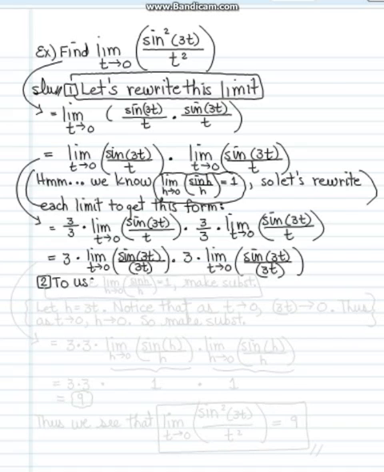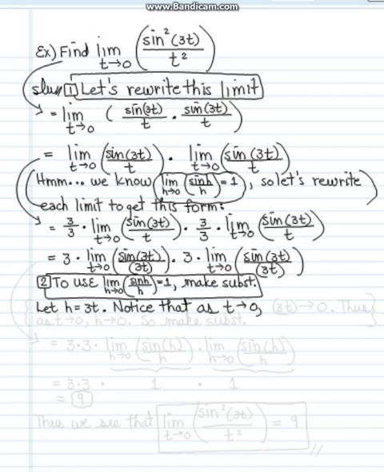So now we go to step 2. We are going to use the limit as h approaches 0 of sine h over h equals 1. We're going to make a substitution. All right, now you have to follow along here. Make sure this is acceptable to you. Let h equal 3 times t. Notice that as t gets closer to 0, 3 times t will also get closer to 0. Thus, as t gets closer to 0, h, which is 3t, will get closer to 0. So we can make the following substitution with that argument.